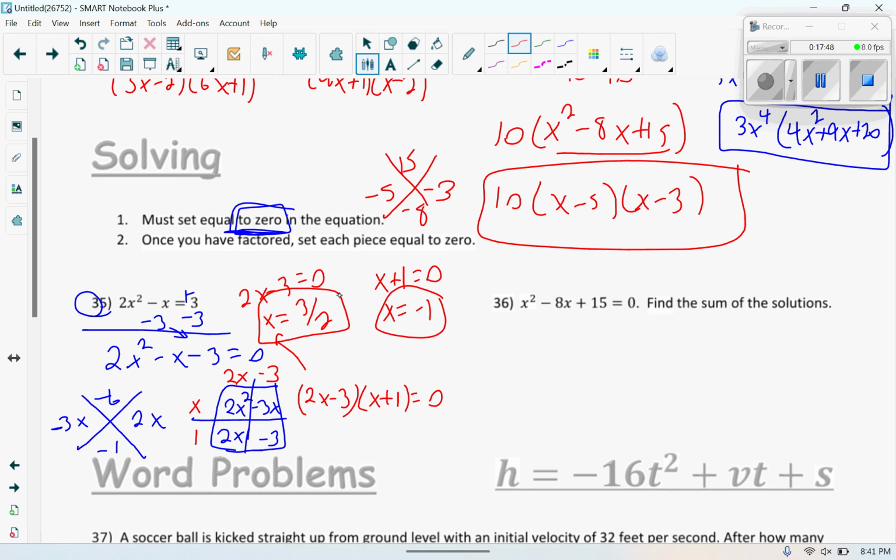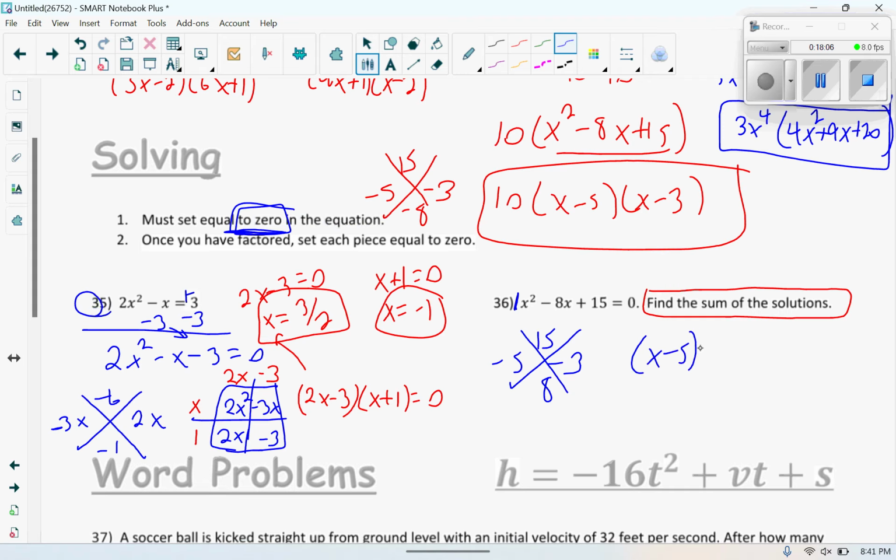Okay. On this one, we're going to talk about this in a second because this shows up on the test. I want to make sure that you know what to do there. So on this one, let's see, I'm going to do the x, and notice I don't have to do the box, which is super nice. Okay, so let's see, 15 and 8, so 5 and 3. And so I'm going to have x minus 5, x minus 3. So x is equal to 5 after I set that equal to 0, and x is equal to 3.